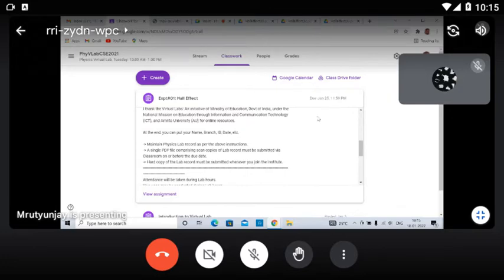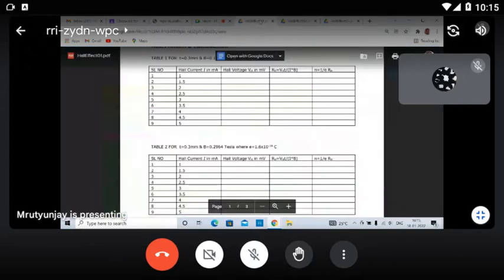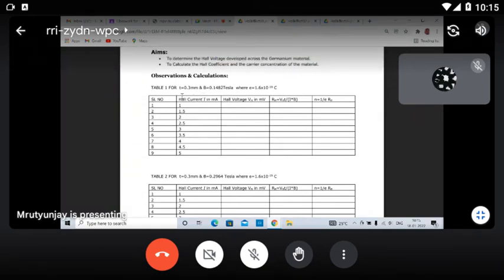Fine. So right now I'm going to say how to perform the experiment. First of all, see the observation tables I'm showing you. Suppose this is observation table 1. What is written, what are the constants? First of all, in the Hall effect experiment, what are we doing? We are doing the experiment for a given germanium crystal. So here we have a crystal.